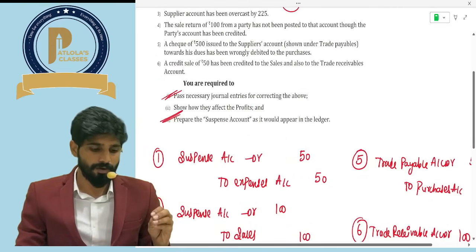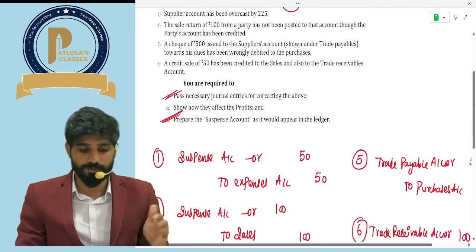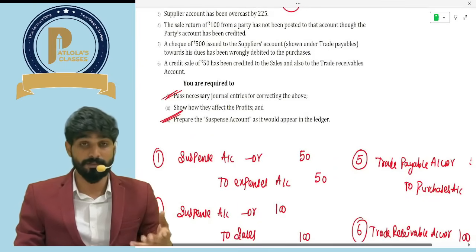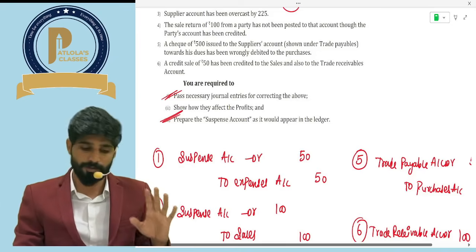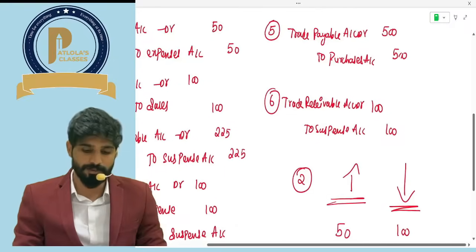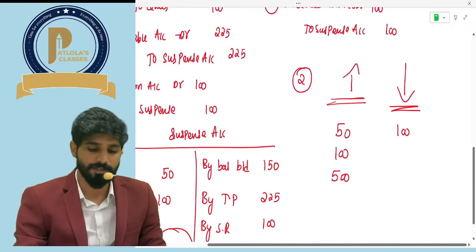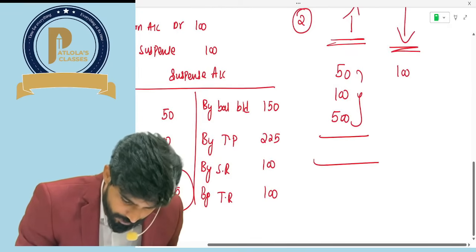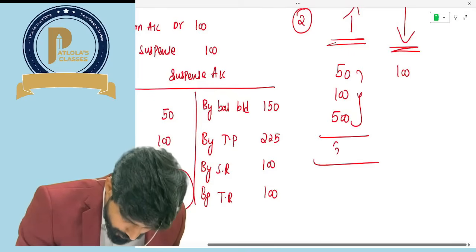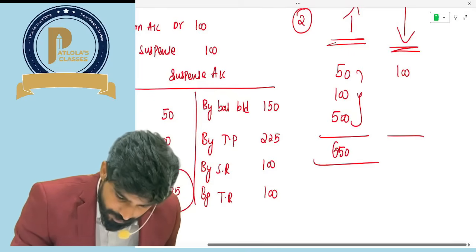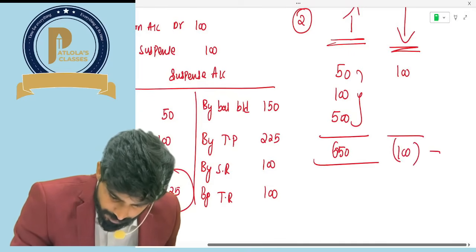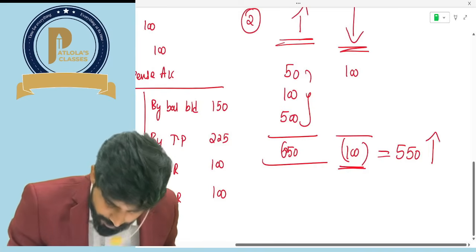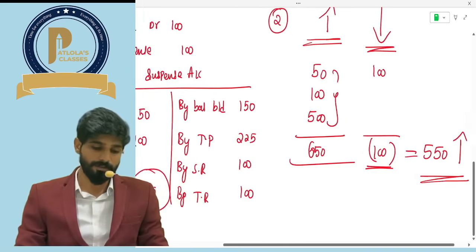A credit sale of 50 has been credited to sales but also trade receivable. Okay, sales is normally taken. Since there is a mistake in trade receivable, there is no impact on profits. So this is a net impact. There are 2 transactions which will not have any impact, and of the other 4 transactions, in 3 cases it will increase. So profit will increase by total how much? 600, 650. It will increase in total by 650, and it will decrease by how much? 100. What is the net impact? The net impact is 550. Profits will increase. This is the answer for this question.